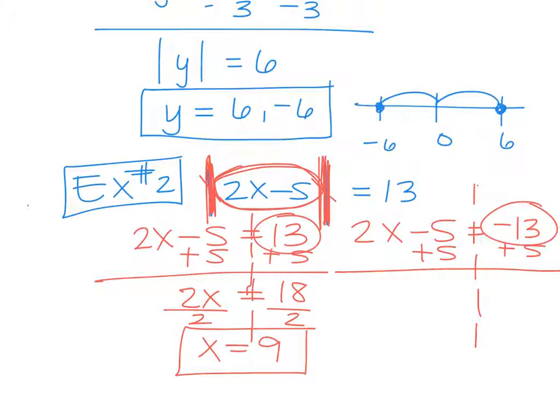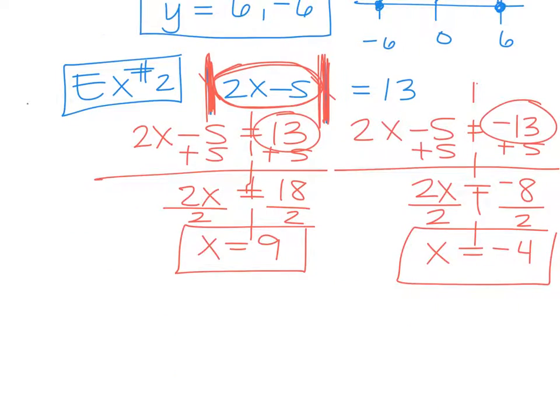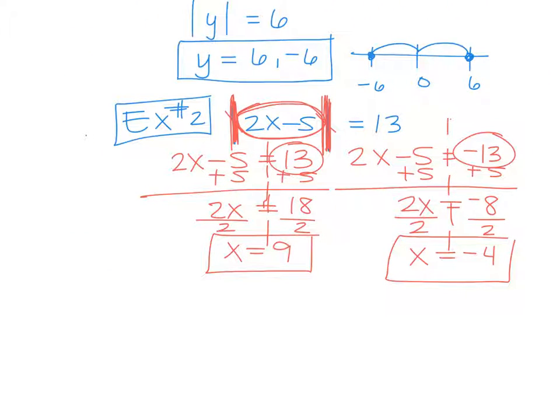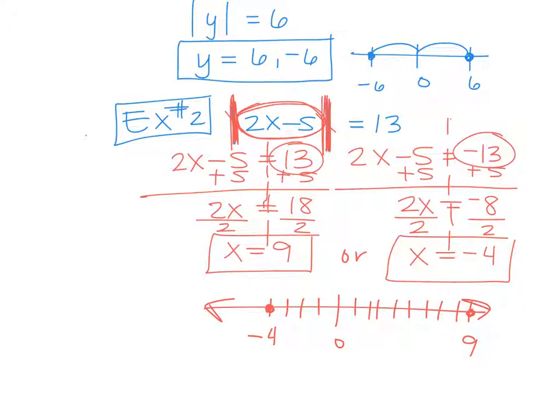Okay, so negative 13 plus 5 is negative 8. You have 2x over here. You divide by 2. So x is negative 4. Okay, so your options for this are x equals 9 or x equals negative 4. When you graph it then, here's 0. Here's 9. 1, 2, 3, 4. Here's negative 4. Okay, your answers would be negative 4 and 9.